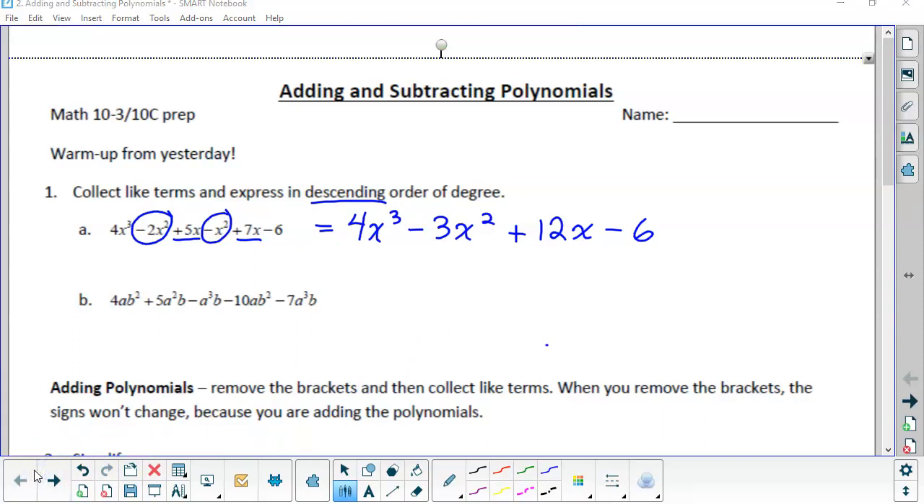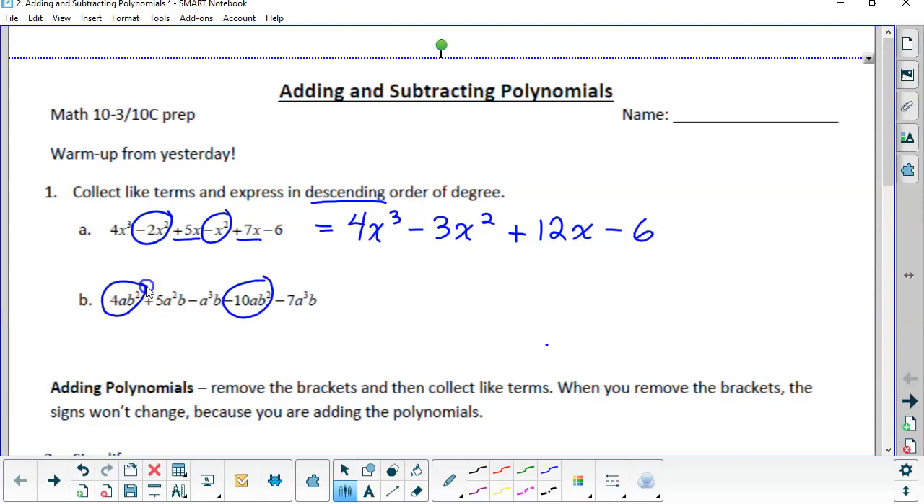Okay, so next one. This is where it gets really important to be really careful about what are your like terms. So this is a b squared. So the squared is with the b. That's different from this term and different from this one, but it is a like term from this. So this one and this are like terms. So I just start at the left and look for any like terms with it.